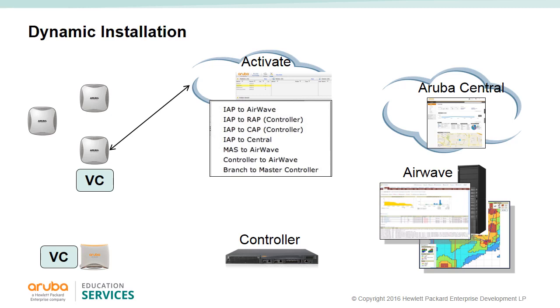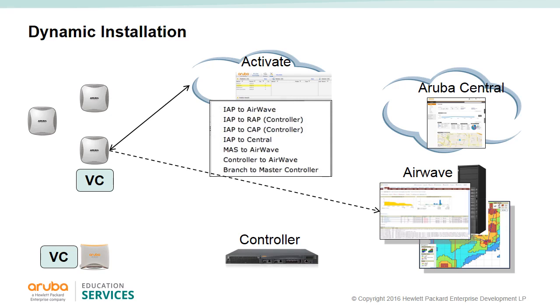The following are 4 different ways in which your IP can be directed from the Activate system. IP to Airwave: the Activate service will give the IP address of the Airwave server, and the organizational information. The IP will then start the process of communicating with the Airwave server.